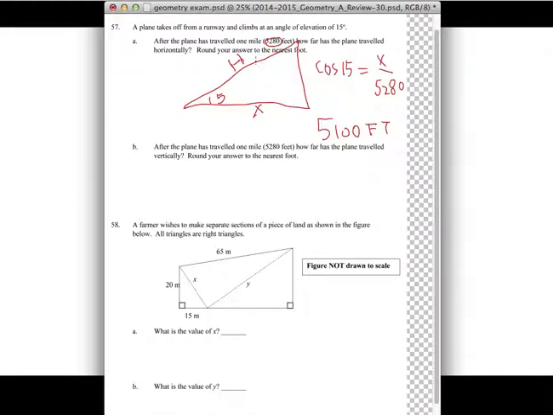Okay, so remember, the travel is always the hypotenuse, and this is horizontal. And down here it's going to ask you how much vertical. It means actually how much altitude did it gain. Okay, that's going to be opposite, so it's sine. So it's going to be sine 15 equals x over 5280. So again, it's going to be sine 15, get a decimal, times 5280.